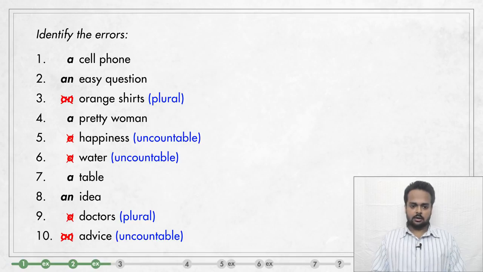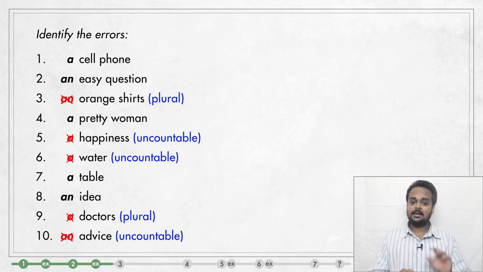Now, a quick note here, the article the can be used with all kinds of nouns, singular or plural countable nouns and uncountable nouns. Okay, so let's now talk about how to choose between a or an and the.